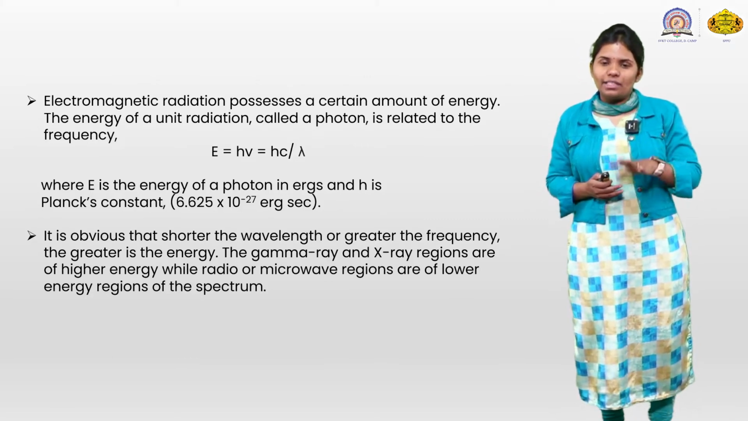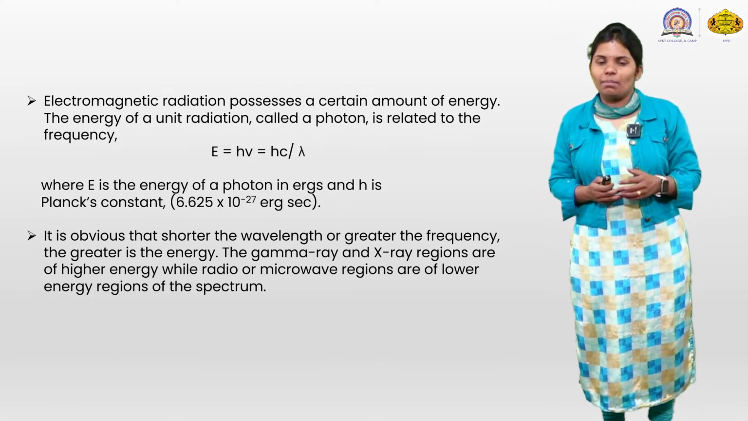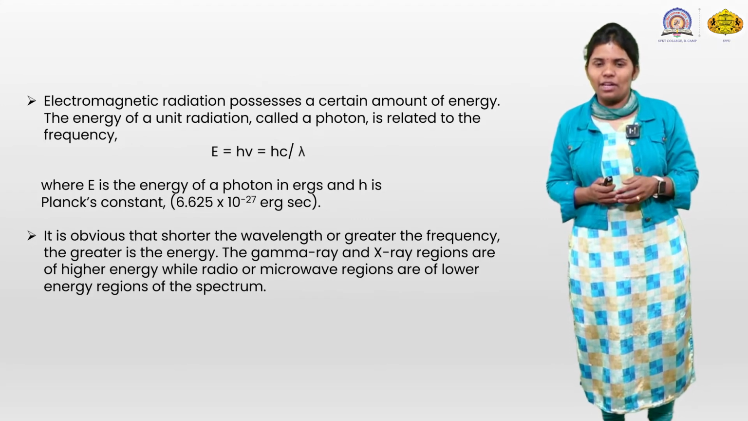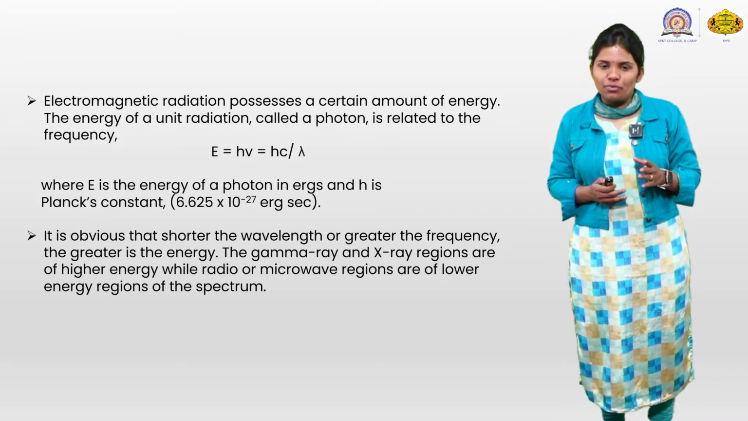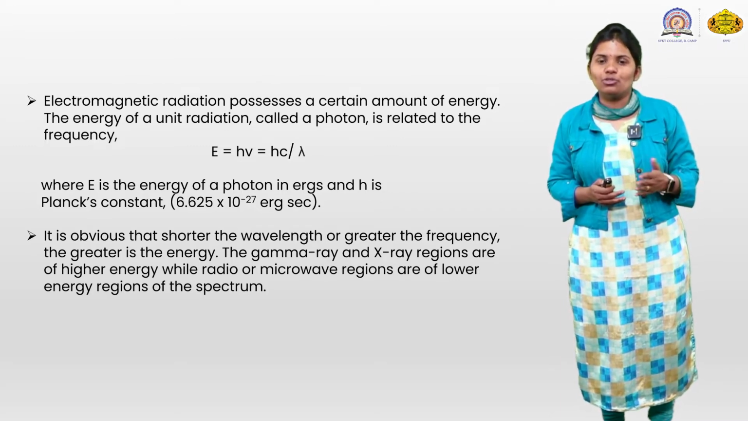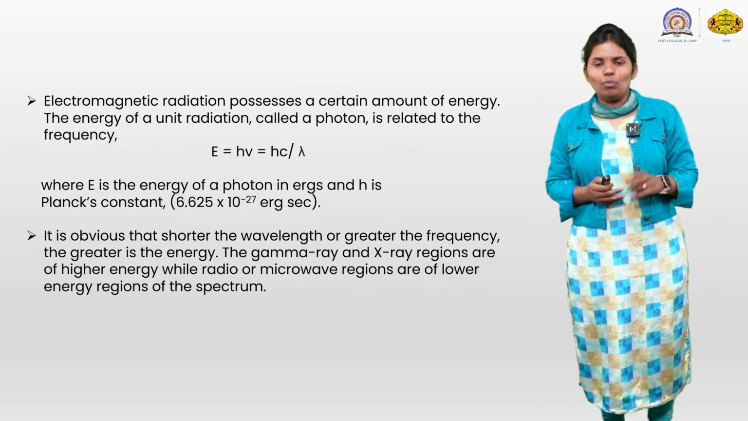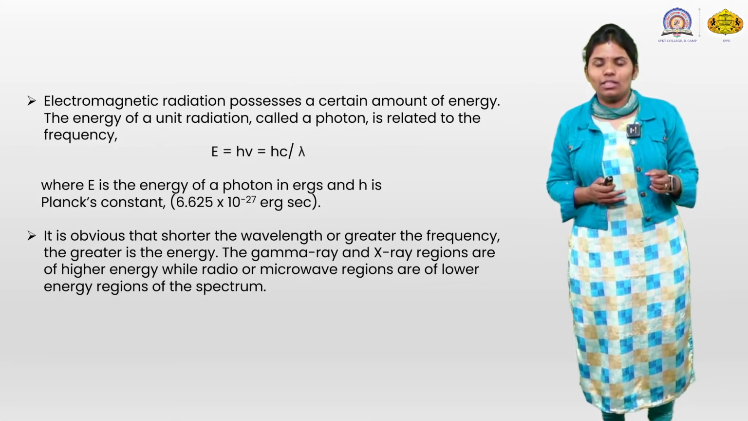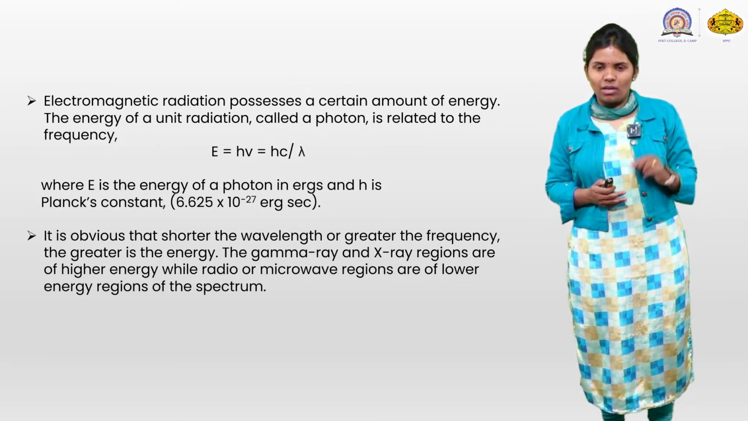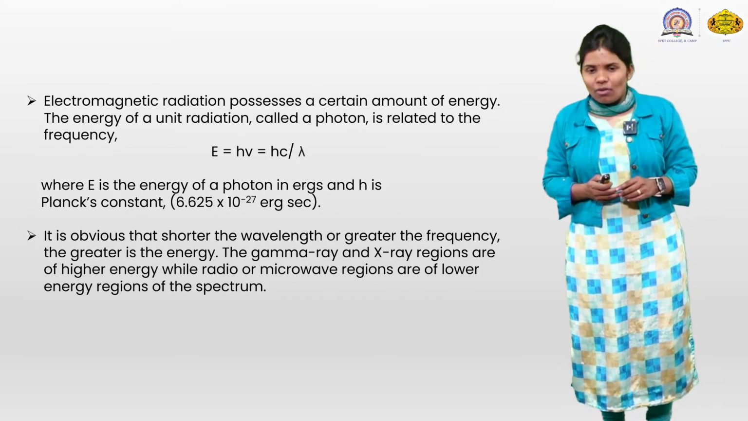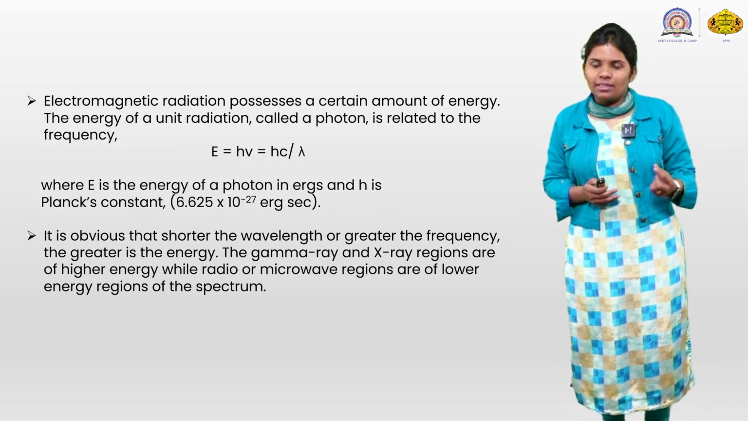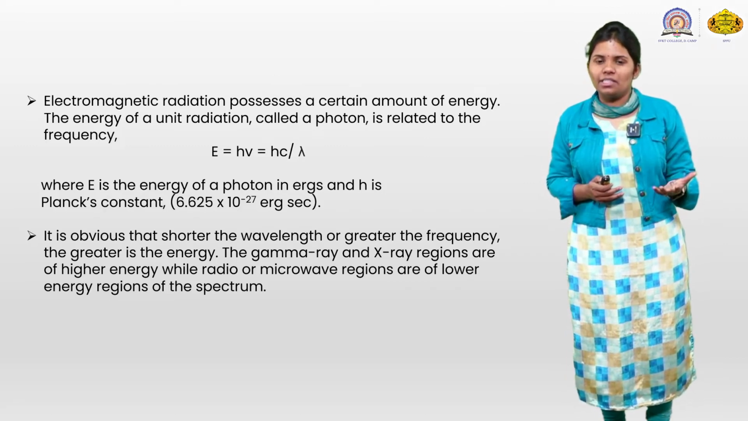Where E is the energy of the photon in ergs, h is Planck's constant, which has a value of 6.625 into 10 raised to minus 27 erg second, or 6.625 into 10 raised to minus 34 joule second. So in both units you can write either 10 raised to minus 27 erg second or 10 raised to minus 34 joule second. It is obvious that the shorter the wavelength, the greater the frequency, and the greater the energy.